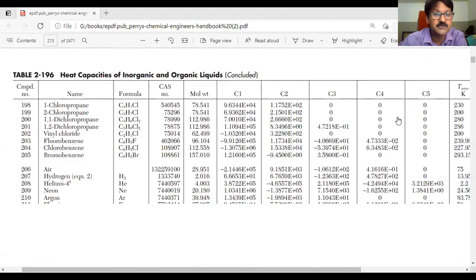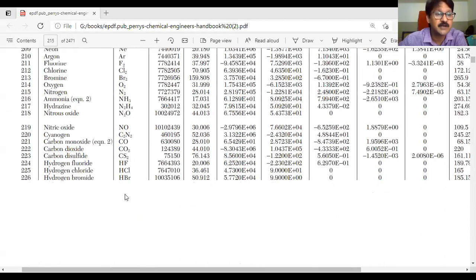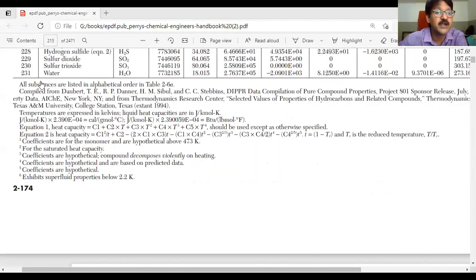There should be some information on how to use this table. You can see it at the end of the table, where water is given, water is the last. Equation 1, heat capacity: C1 plus C2 T plus C3 T squared plus C4 T cubed plus C5 T to the power of 4, should be used except as otherwise specified. If nothing is specified, you take this directly. If something is specified at a reduced temperature and pressure, then you have to use that.